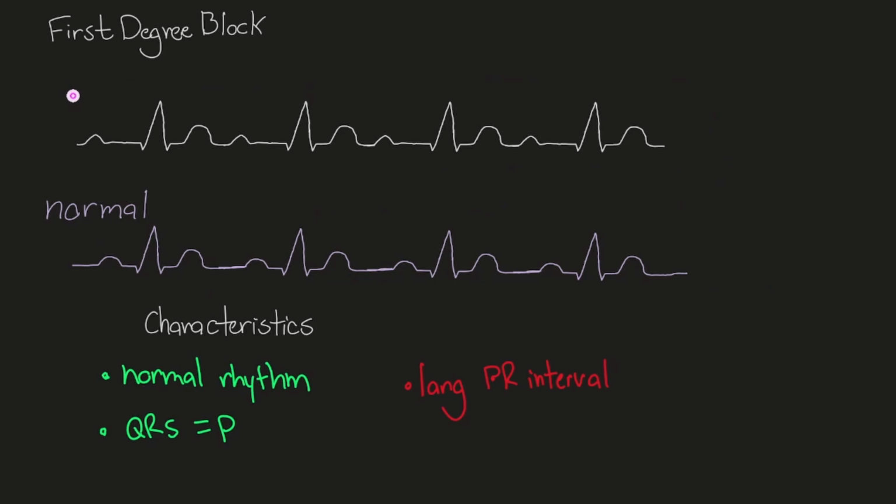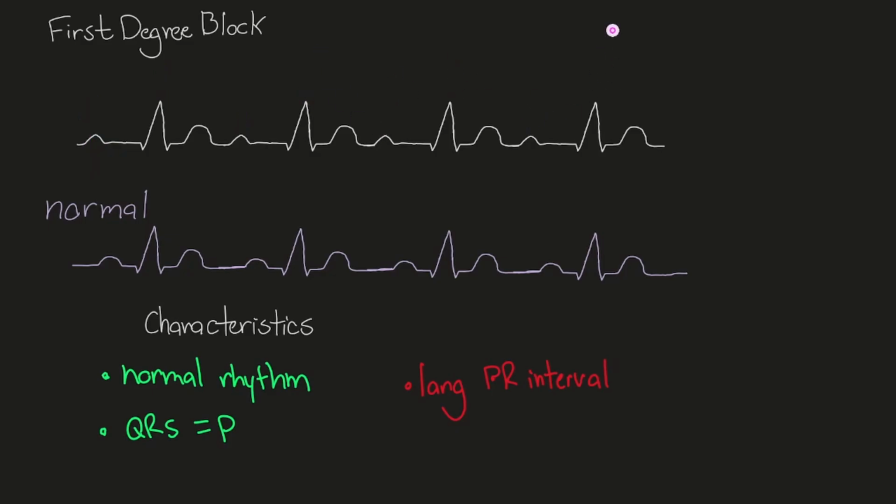So the first things we can see here with our first degree block is that there's a normal rhythm. There's uniform patterns here. And we can also see our QRS complex number is equal to our P wave number here. So we can see P wave, QRS complex, P wave, QRS, P wave, QRS, P wave, QRS.